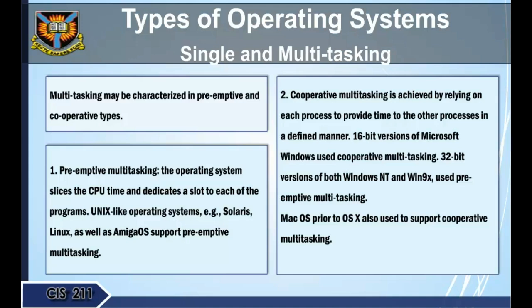2. Cooperative multitasking is achieved by relying on each process to provide time to the other processes in a defined manner. 16-bit versions of Microsoft Windows used cooperative multitasking. 32-bit versions of both Windows NT and Win9x used preemptive multitasking. Mac OS prior to OS X also used to support cooperative multitasking.